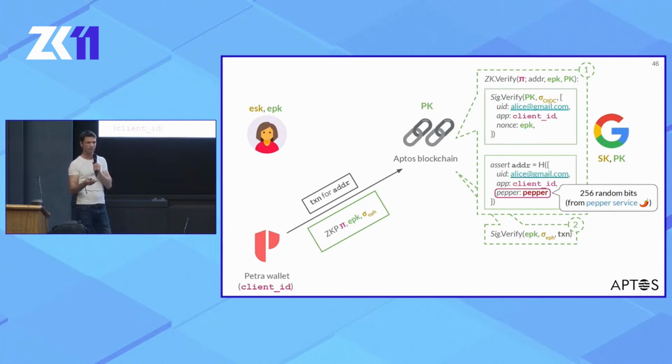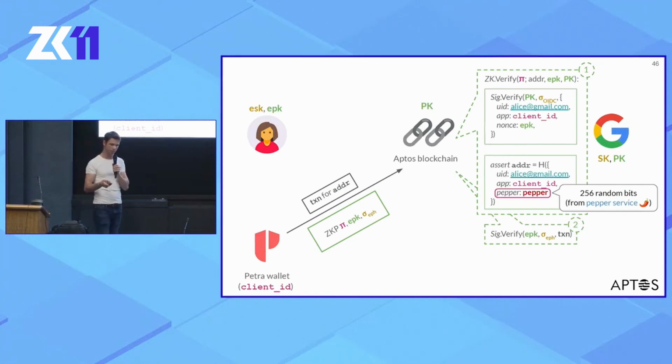Now, if we did this naively, the user would have to pick those bits and remember them. And if the user loses those bits, then they can no longer access their account. So that would defeat the purpose of this whole approach, because the whole point is we want to avoid storing long-term secrets.